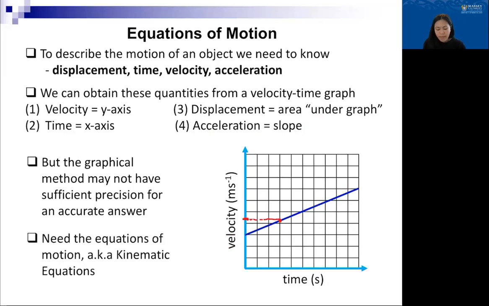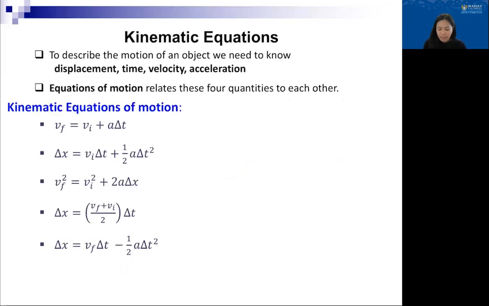So it will be better to use an equation called equation of motion to find displacement, time, velocity, or acceleration. And that's what we'll be learning today. These equations of motion are also sometimes called kinematic equations. All right. So kinematic equations are a set of equations that describe the motion of the object, and the equations relate the displacement, time, velocity, and acceleration with each other.